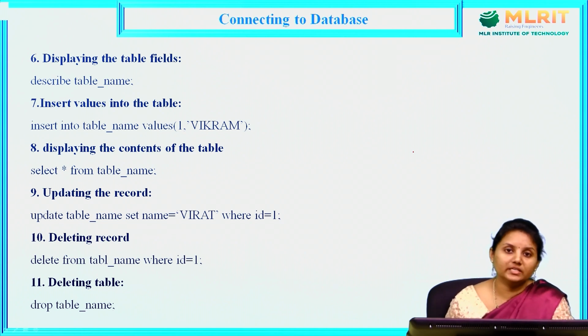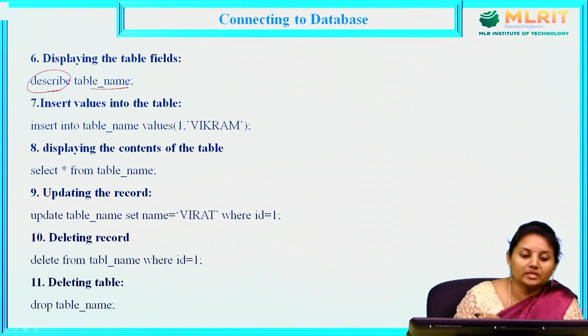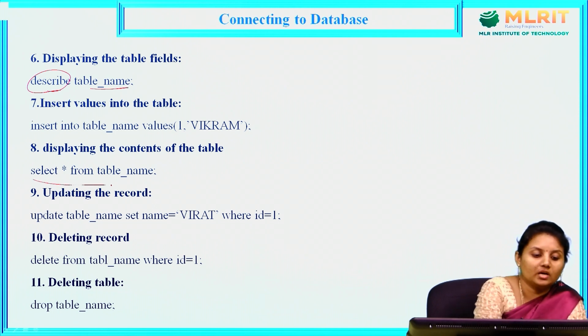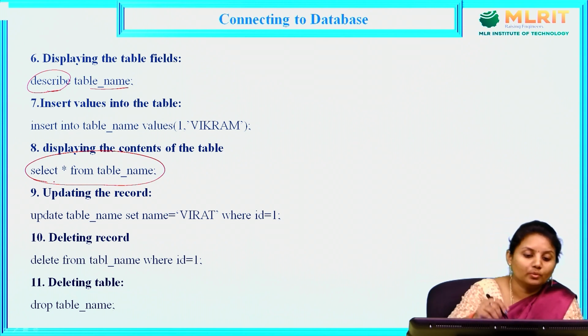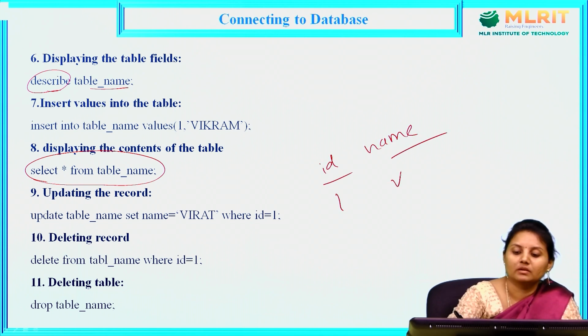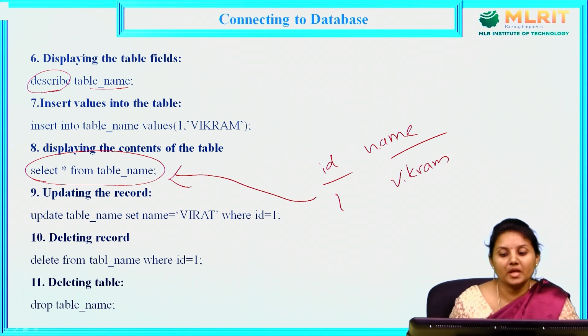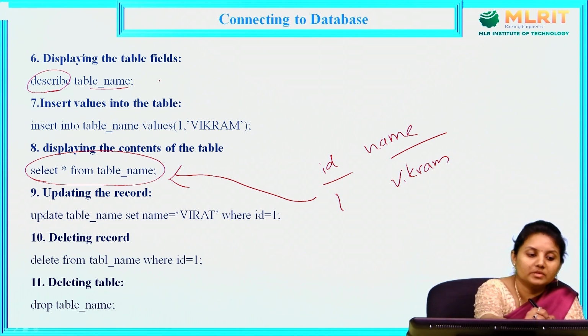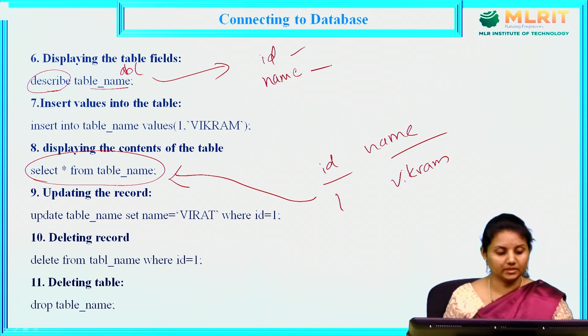Then displaying the contents of the table. If you wanted to just see the fields, then go with describe table name. If you wanted to see the contents also, then we use select star from table name. When you give select star from table name, you also get the content. So ID, name, so 1, Vikram. This will be the output for what? Your select star from ABC. If you give describe ABC, you will just get ID, name, because these two are the only fields that we have inserted or created.